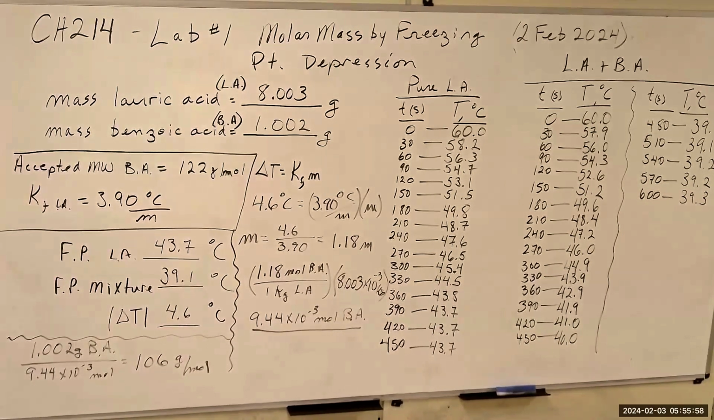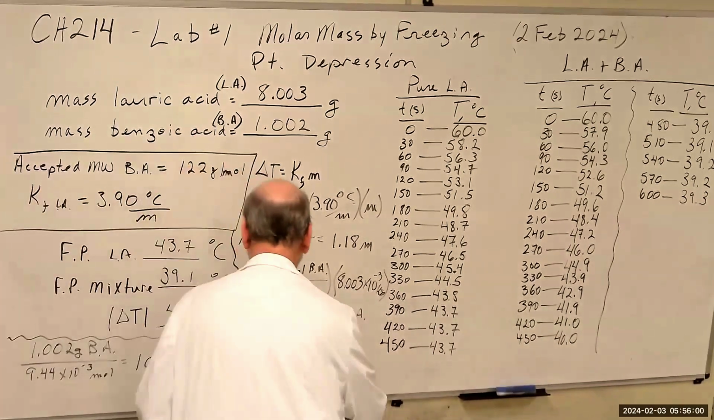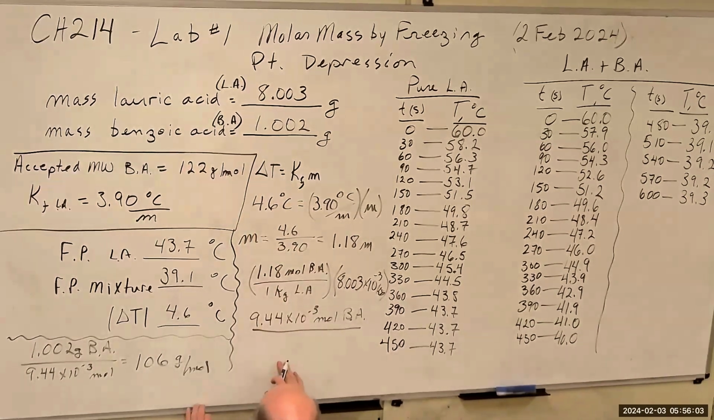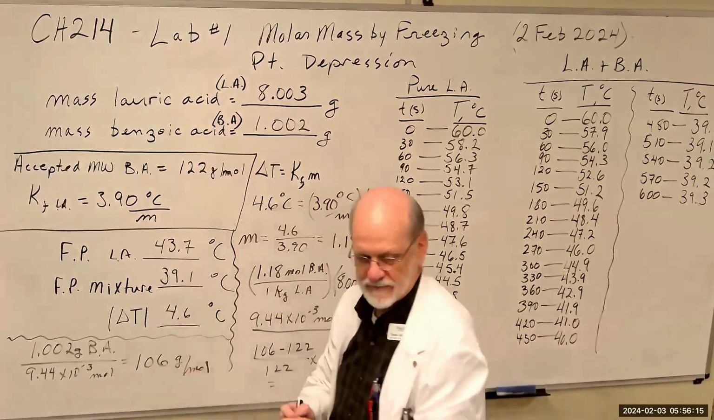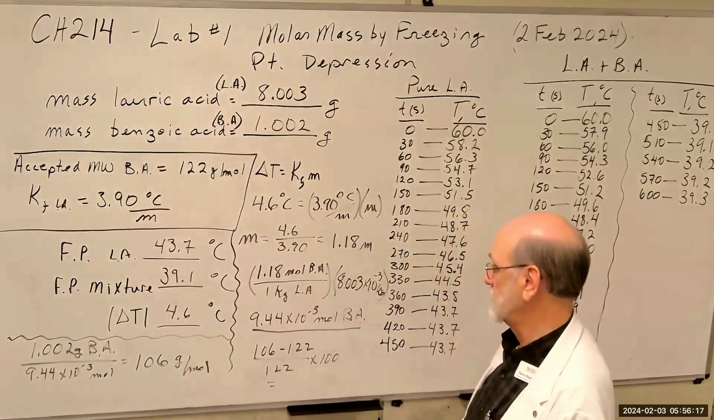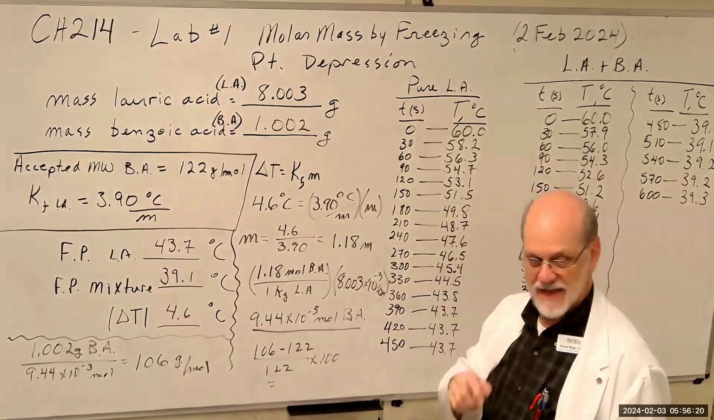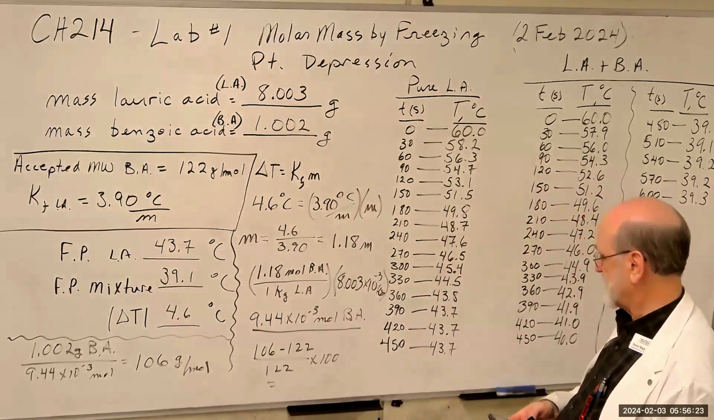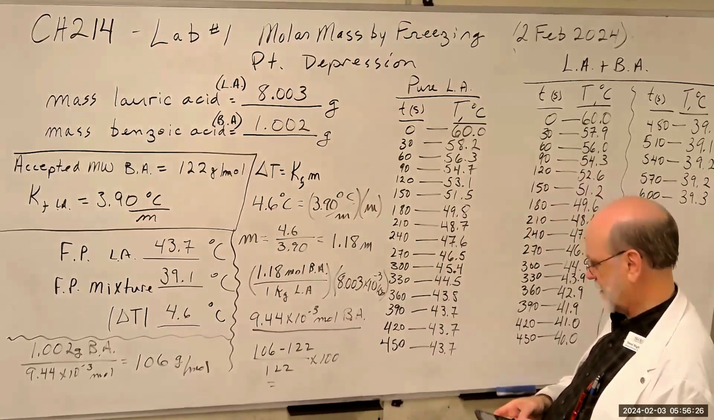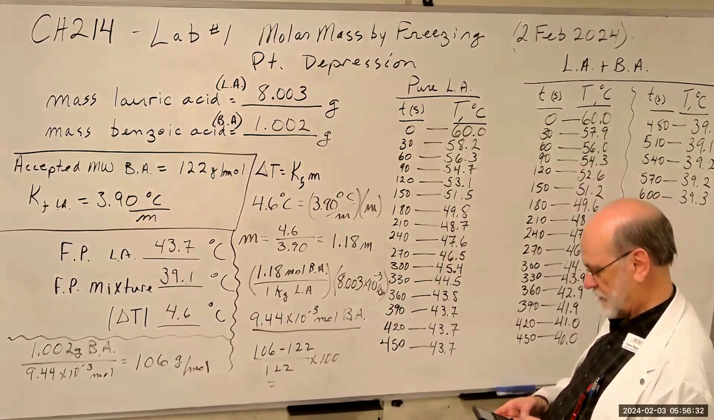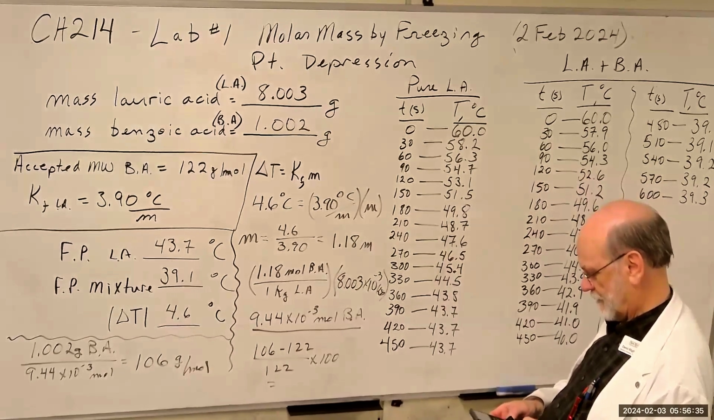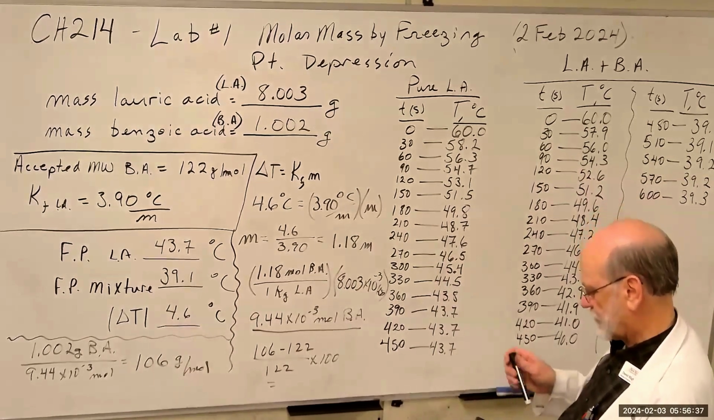So let's see, percent error. It's low, so 106 minus 122 over 122 times 100. What did we just calculate? The molar mass of the acid, benzoic acid. So the 106 is the molar mass, in grams per mole. And the 9.44 is the moles of the acid.